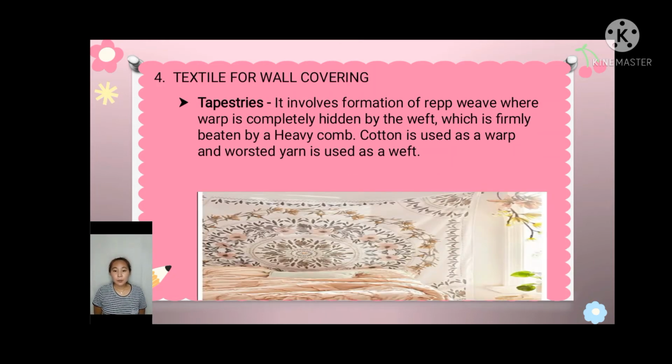Next is the textiles for wall covering. Tapestry. It involves formation of a weave where the warp is completely hidden by the weft, which is firmly beaten by a heavy comb. Cotton is used as the warp and worsted yarn is used as the weft.